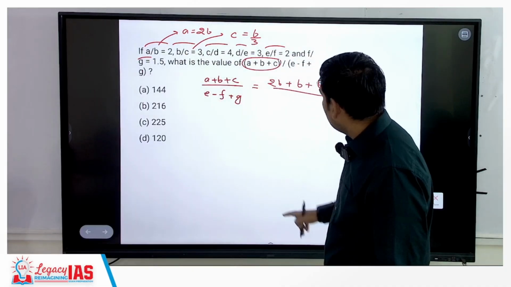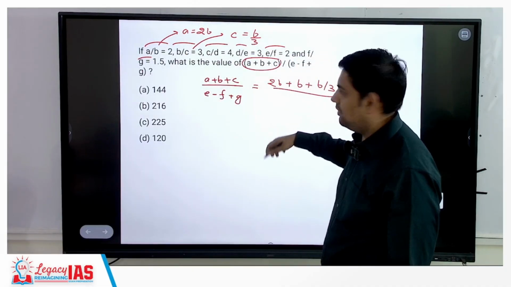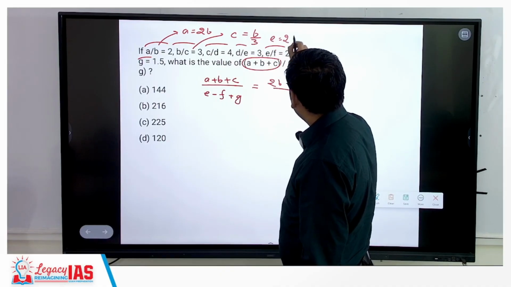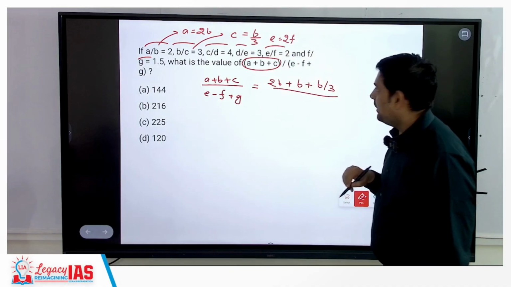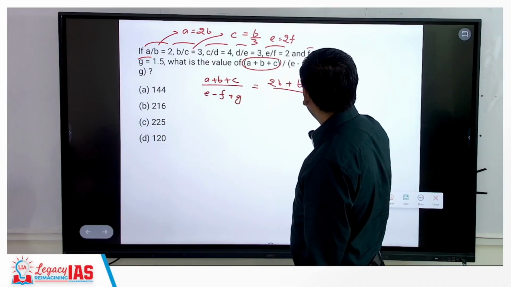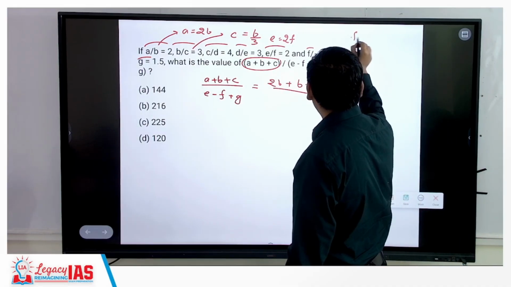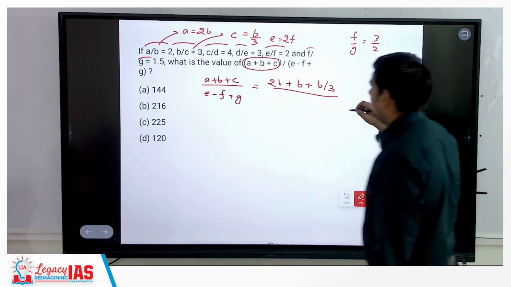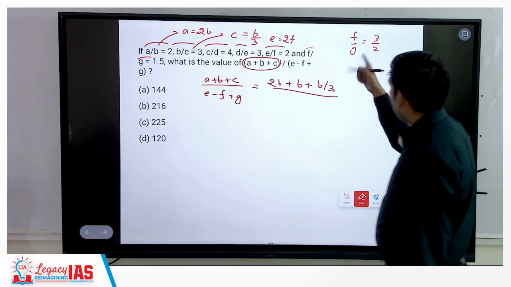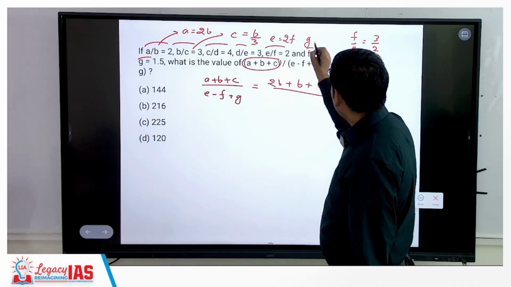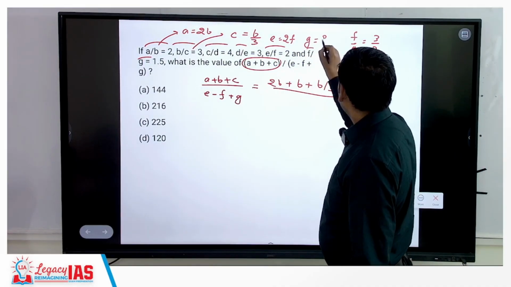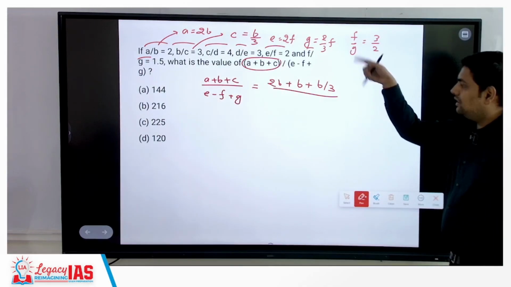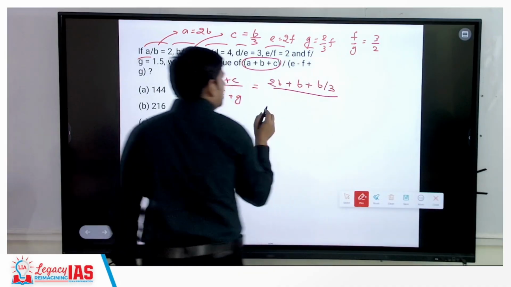Similarly, we will try to do something similar for E, F, G also. So here E can be written as 2F. Correct? Now F by G is 1.5, or 3 by 2. Now what can I write G as? So G becomes what? G becomes 2 by 3 F. Correct? Can you see 2 by 3 F? Now you just write it here.